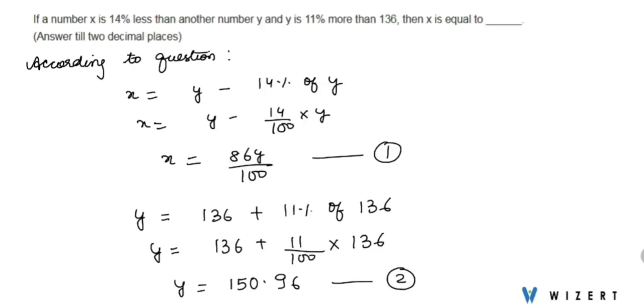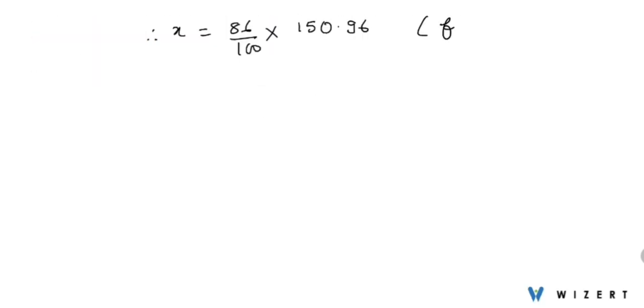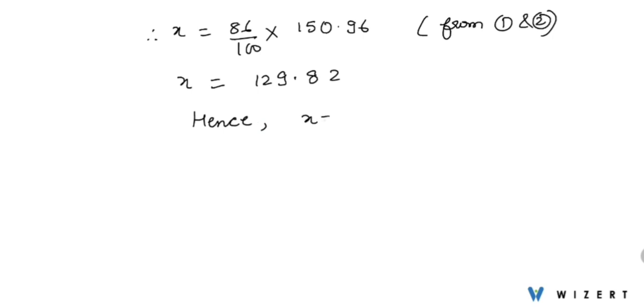So we can find x as 86 by 100 multiplied by y, and y we have calculated as 150.96. This we have written from equation 1 and 2. Hence if we simplify this, x will be equal to 129.82. Hence this is what we had to find out. So we can say that our answer is 129.82.